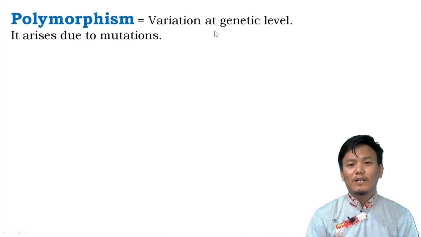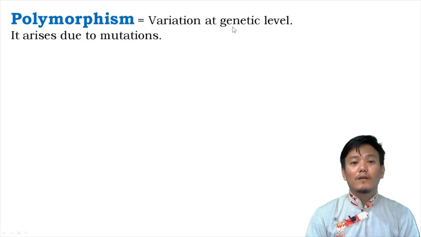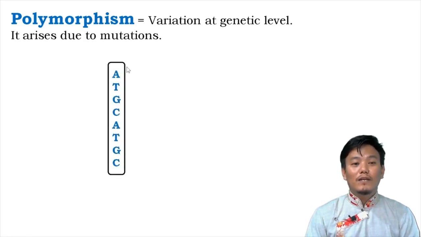By genetic level, we mean variation at the DNA level. And the variation at the DNA level can be created by mutations. So we can say that polymorphism is created due to mutations. So over here, let's take a segment of DNA, a DNA sequence, ATGC, ATGC. So we have ATGC, which repeats twice over here. So this is one morph. This is the original morph.